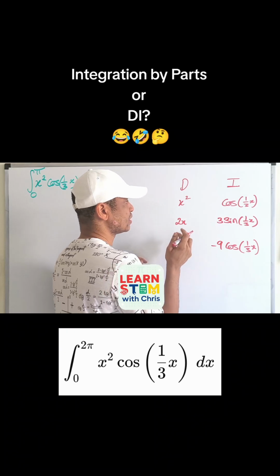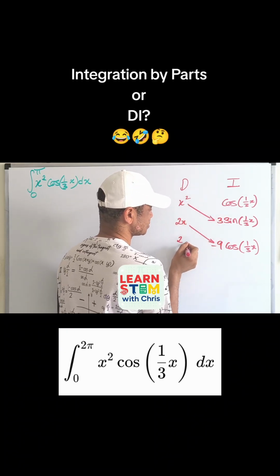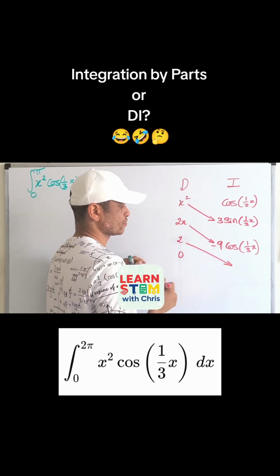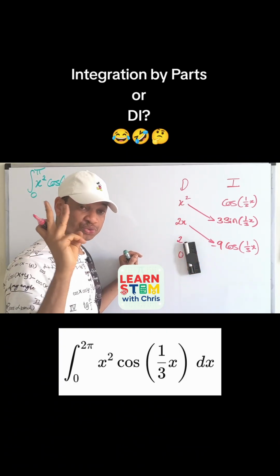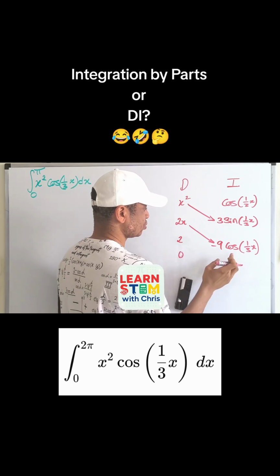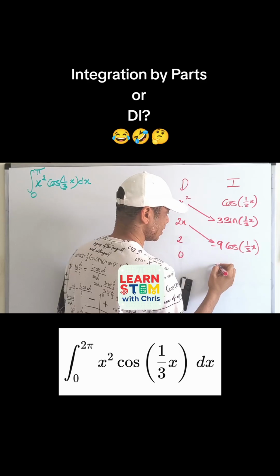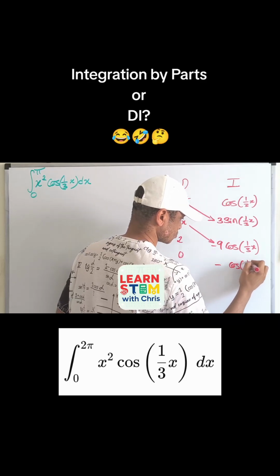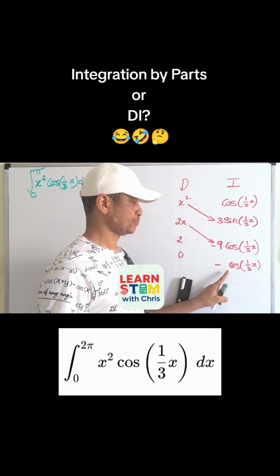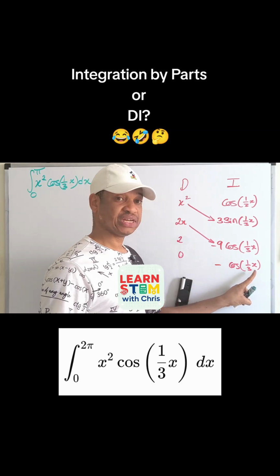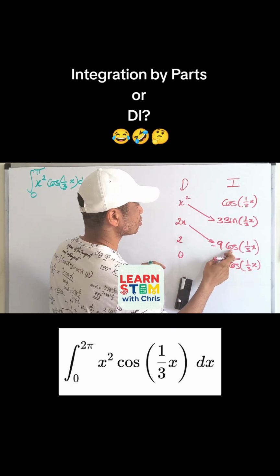Now, the idea of DI is doing this. So I need to find one more. And there are just 2 rules for DI. So I'm going to do one more. I already know this will give me minus cos 1 by 3x. This one remains the same. Now, what will I put here, so that when I differentiate this, cos will give me sine.